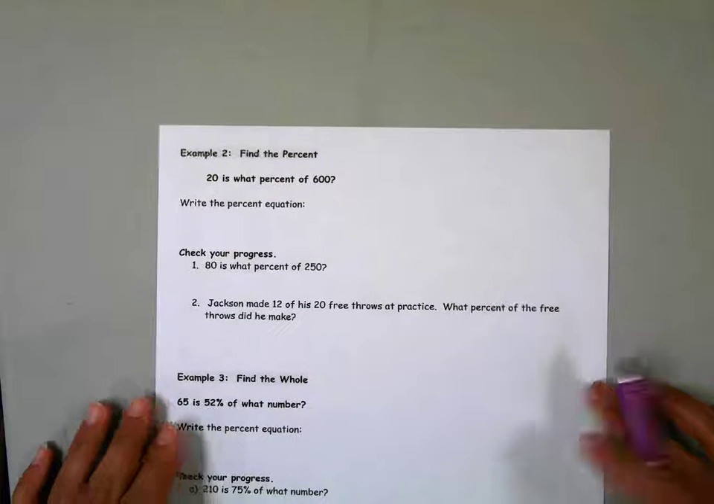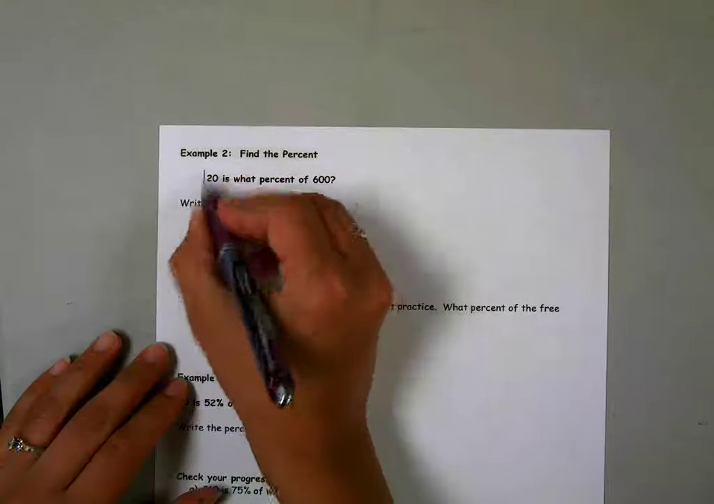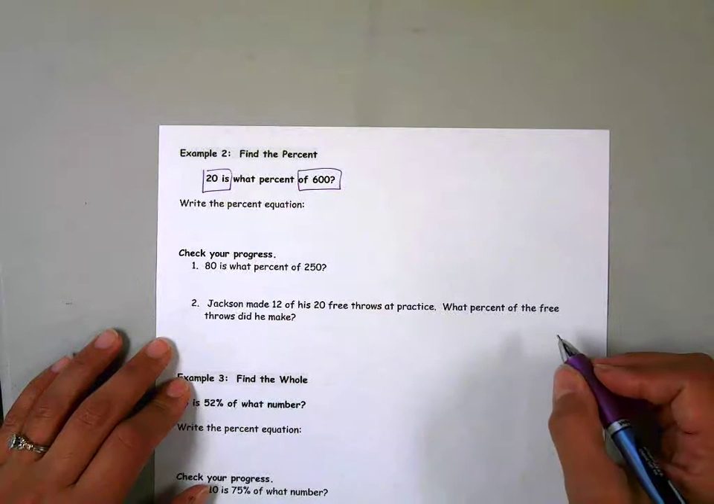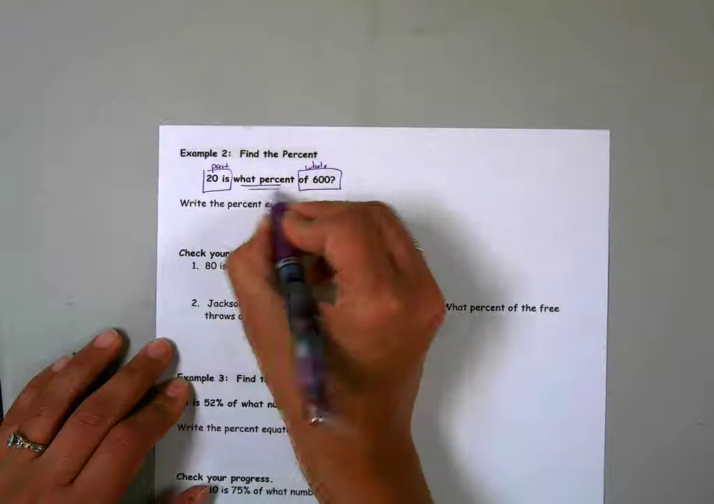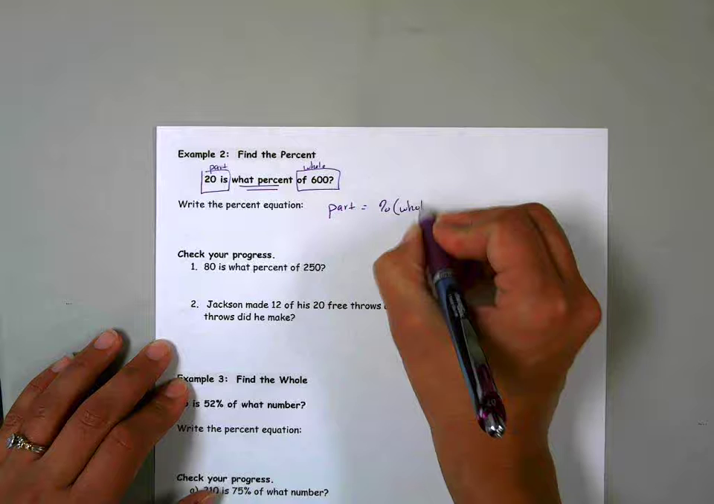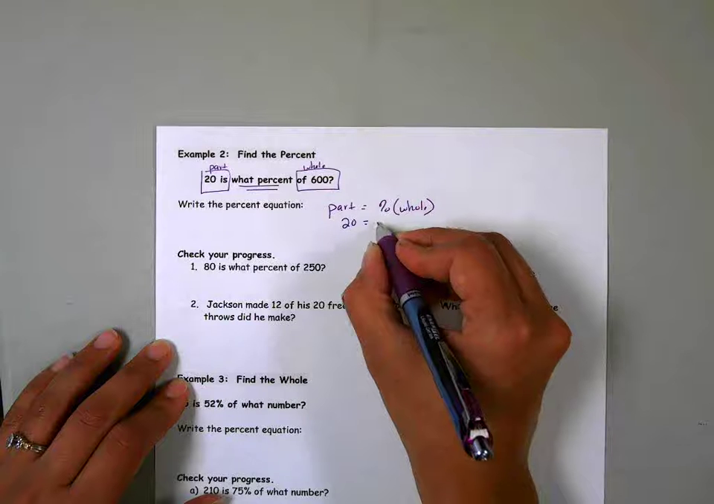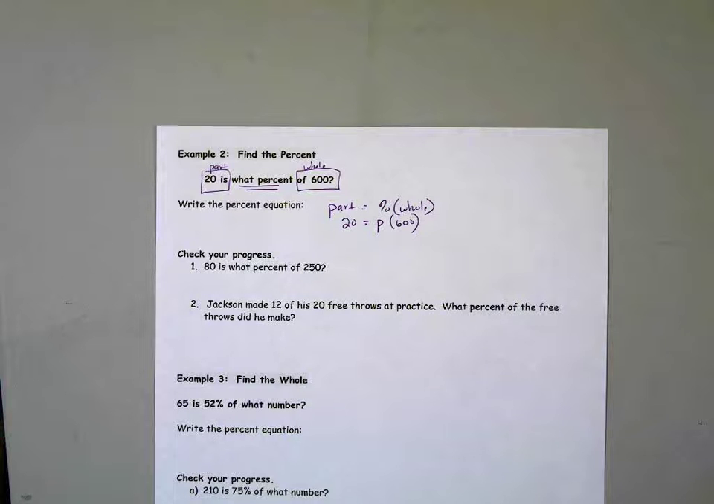Okay, now we want to find the percent. So we're looking at 20 is what percent of 600? So we know 20 is, that's our part, of 600, that's our whole. So this is our part, this is the whole, and we do not know the percent. So part equals percent times the whole. Our part is 20. We do not know the percent, so I'm going to put a P here. And we know that the whole is 600. So here we have 20 is equal to P times 600.